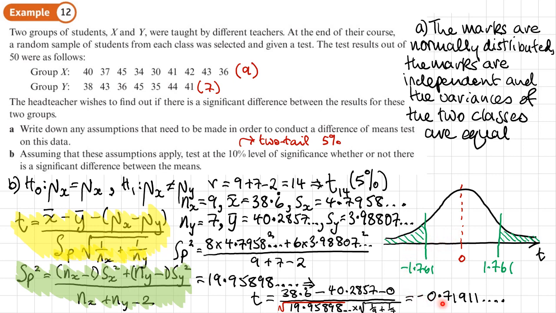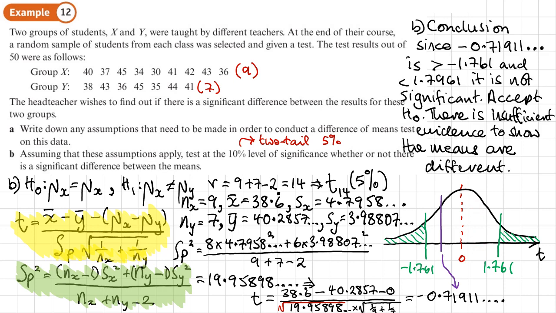Now, negative 0.71911 is not in the critical region. It is a negative number, so it's going to be like maybe over here somewhere. So it's not significant, not in the critical region. If that were a positive and these were swapped with a larger mean first, it would be over this side. Still the same conclusion. The difference between the means is not significant.